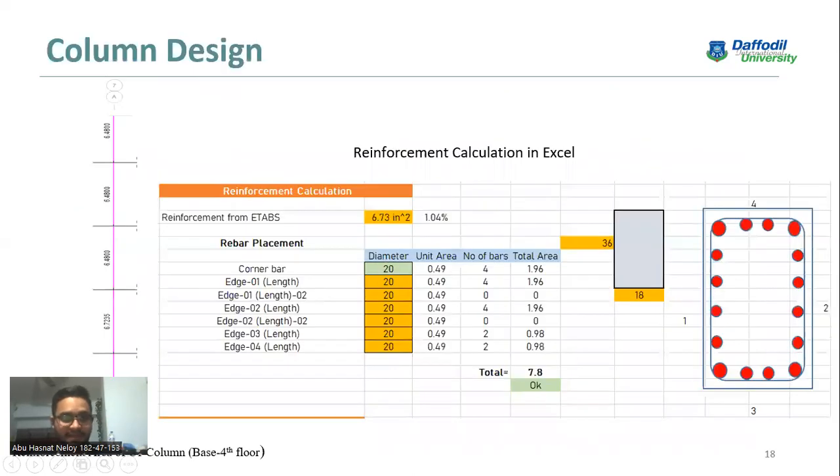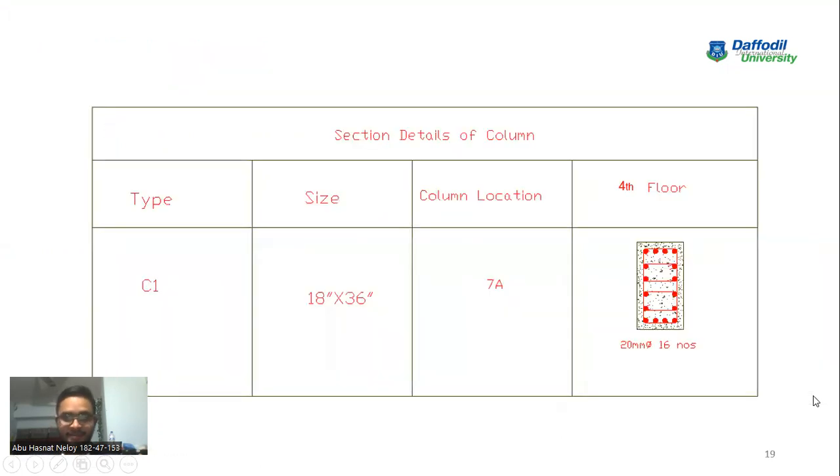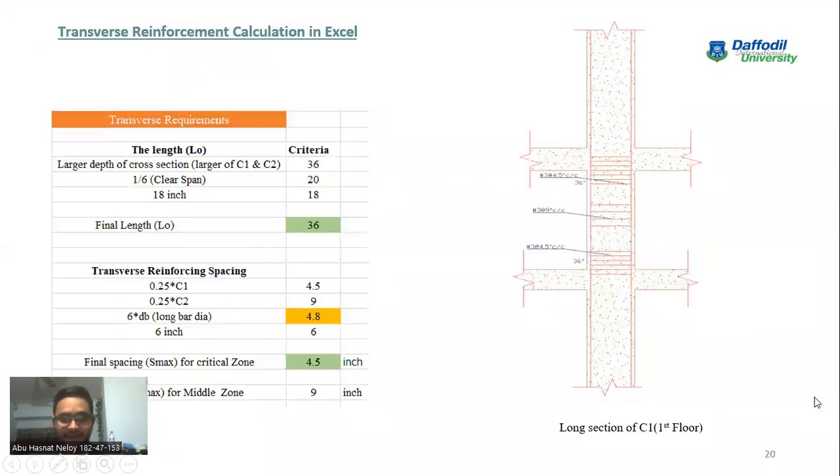So now the column design part. Here the column design and detailing part. The reinforcement area that comes from ETABS analysis. Here the detailing part. Here the section detail of the column. And now that is the transverse reinforcement calculation of column. The calculation is done by Excel software.